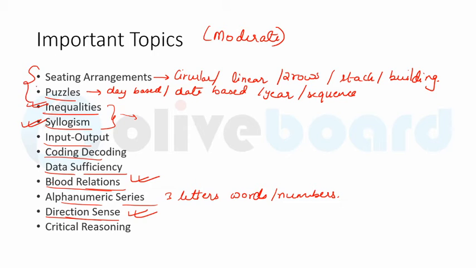You will get both of these, that is seating arrangement and puzzles. Both will come. It's not that you will be getting only seating arrangement or only puzzles. So you will be having a combination of both. Mostly seating arrangement questions are expected to be more in number than puzzles, right?